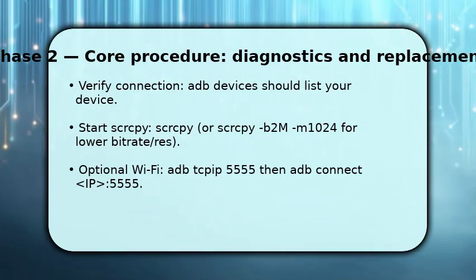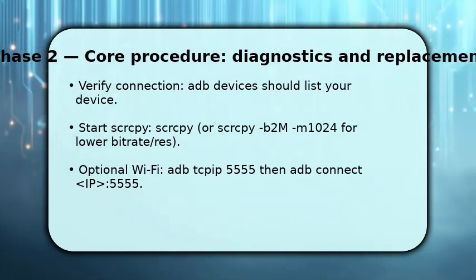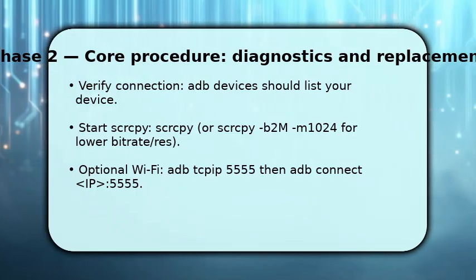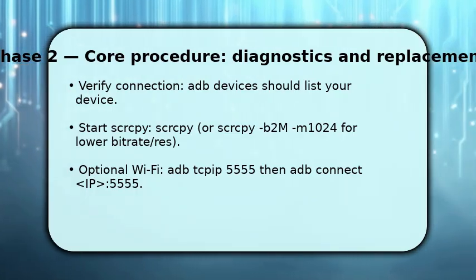If you want to reduce bandwidth, use scrcpy -b 2M -m 1024 to set bitrate and max size. This helps on slower Macs or networks.